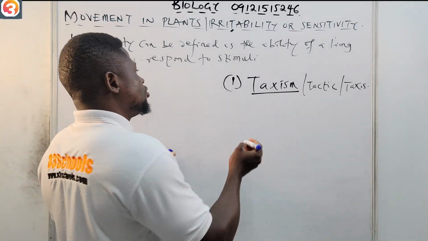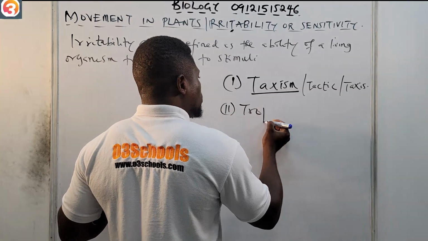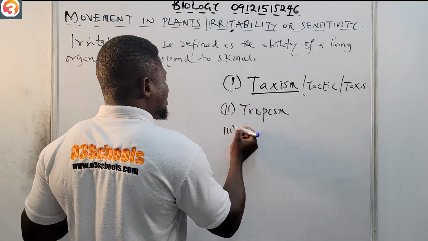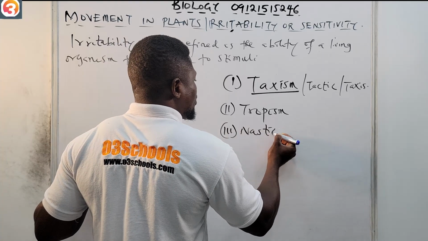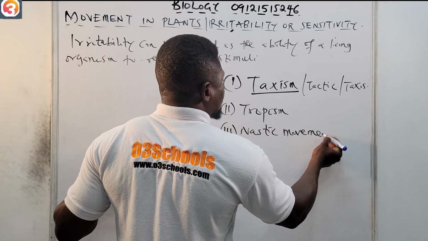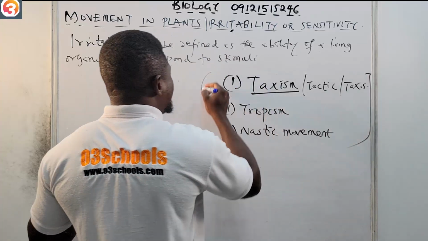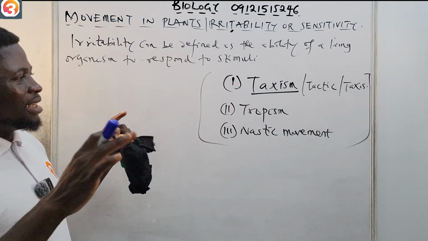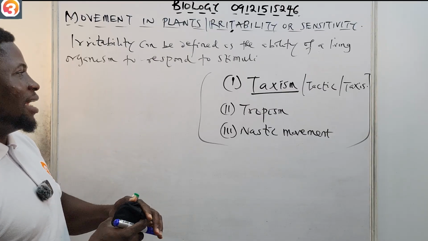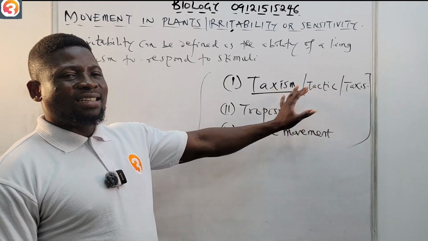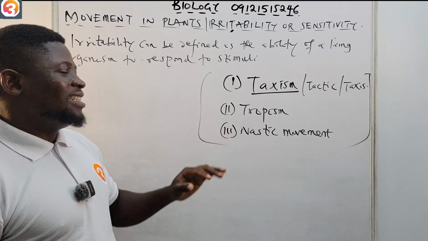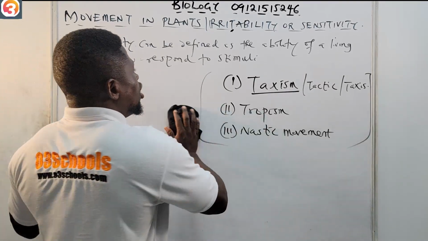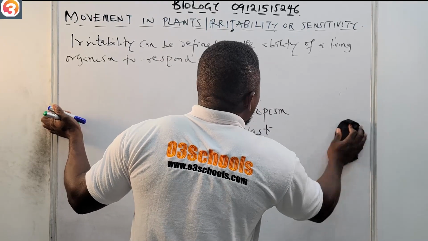We also have tropism, number two. Then number three, we have nastic movement. So these are the three major types of response to stimuli: the tactic movement or taxism, the tropism, and the nastic movement. And you are expected to know all of them. So now I'm going to take each of them one after the other, the way we do it.